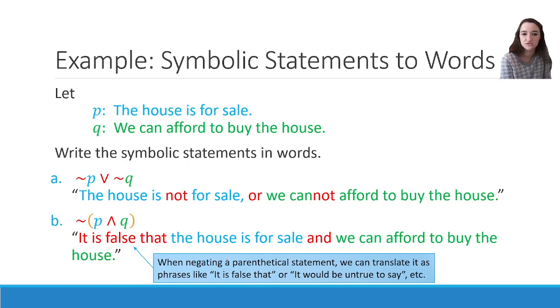The one that you want to default to is just, it is false that, or it would be untrue to say this, or something like that. So it's like you're starting your sentence by saying, I'm lying to you right now. Or what I'm about to say is a lie, basically. So everybody's on the same page. Alright, so that's our ands, our ors, our commas.